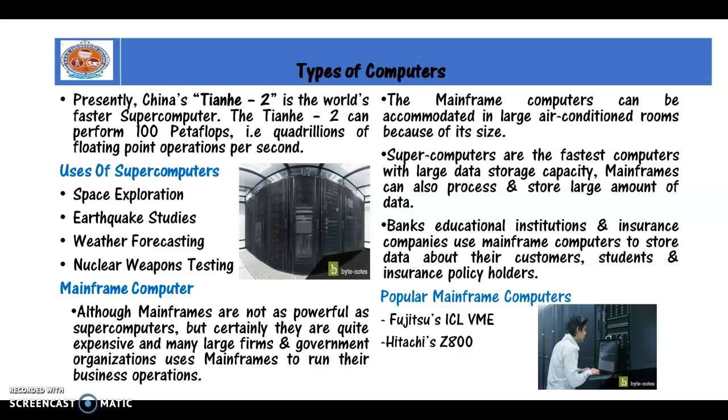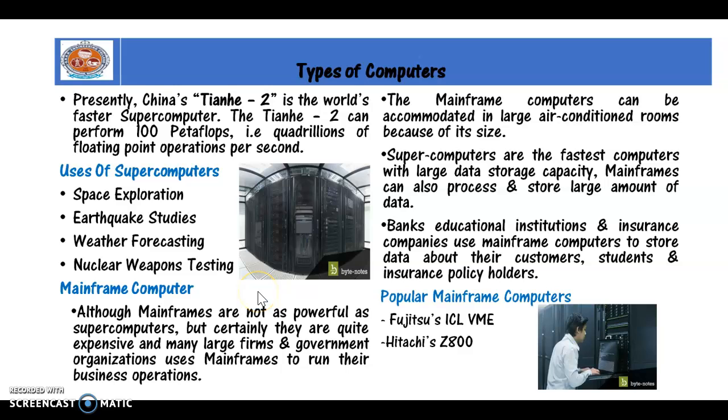The world's fastest computer at present is in China, the Tianhe-2, and it can perform a quadrillion floating point operations per second. Coming to the uses of a supercomputer, it is widely used in earthquake studies, weather forecasting, testing nuclear weapons, and many more. Here the image shows the size of our supercomputer.